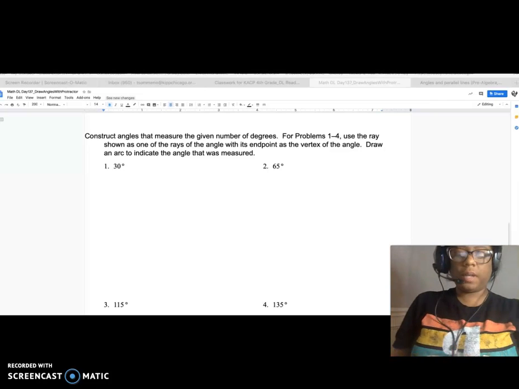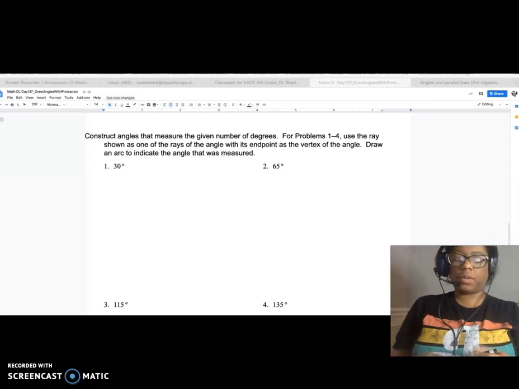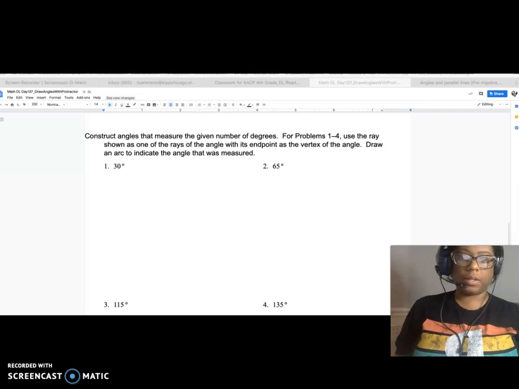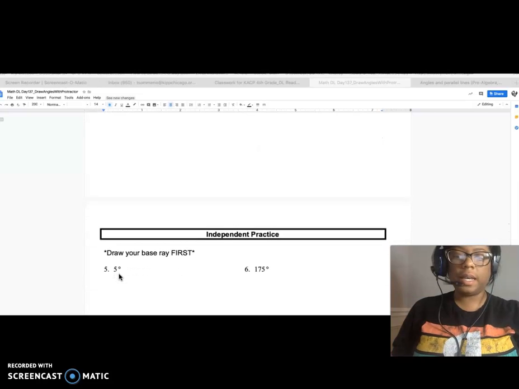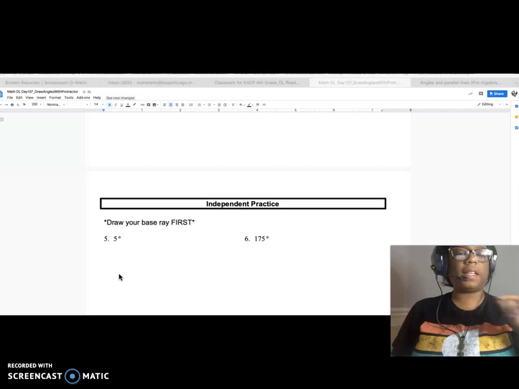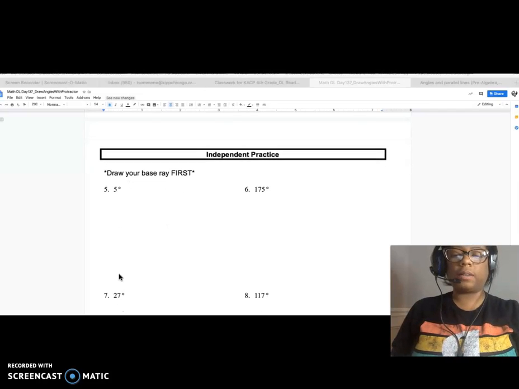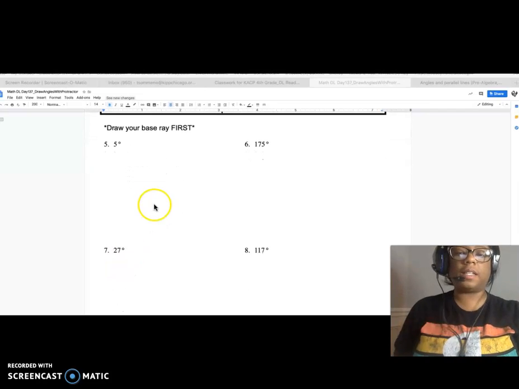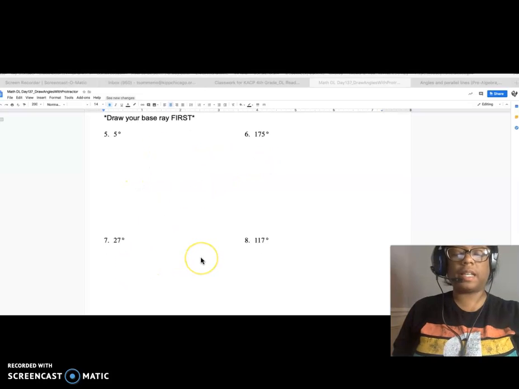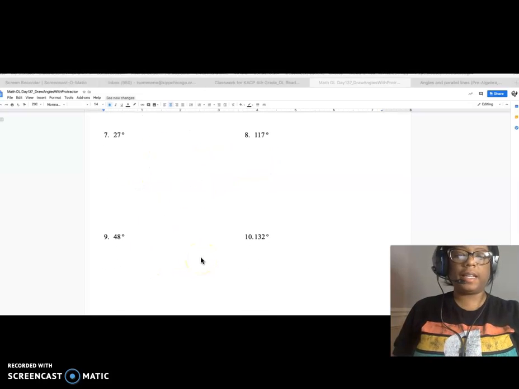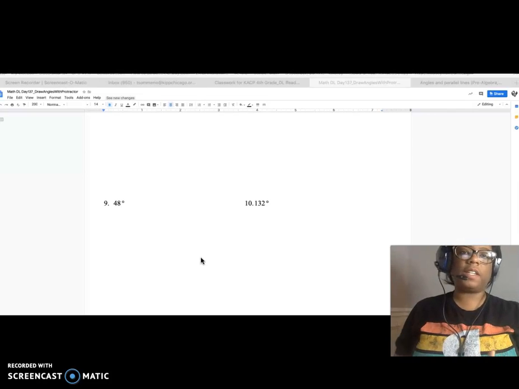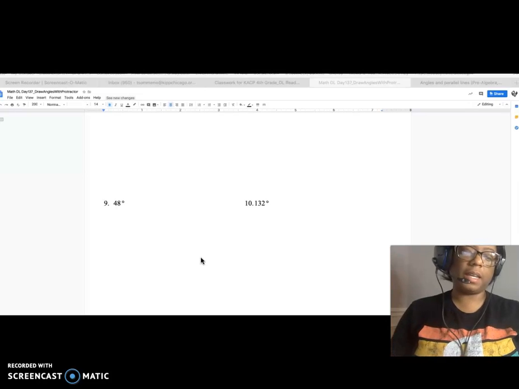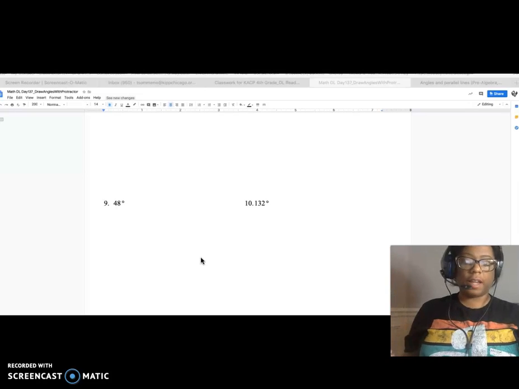So you can actually practice drawing angles at different degrees on your own. I do want to make sure that you guys get your independent practice done, and that is to draw your base ray first and draw out the angles that are identified in questions number 5, 6, and 7, 8, 9, and 10. We have to make sure that we're finishing our exit tickets and turning them in. That is the way that you guys get your grades.